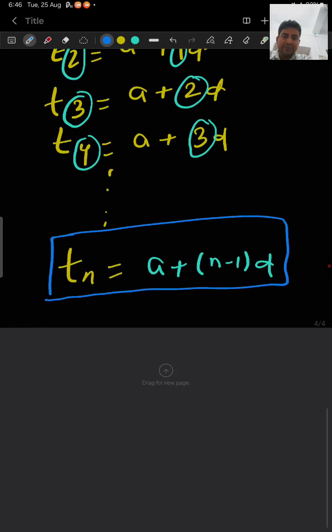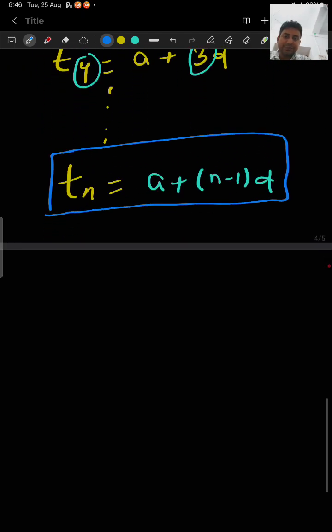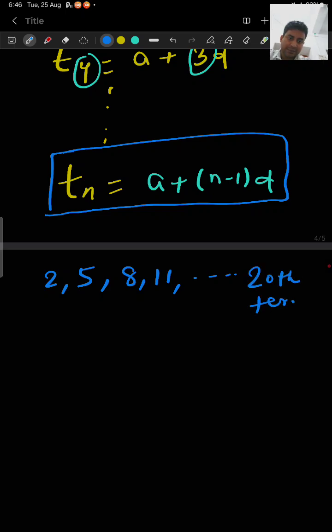Okay, where can it be used? It is used when it is given 2, 5, 8, 11. This is a very good AP. Now, here the common difference is plus 3. Okay, we have to find the 20th term. Okay, then what will our t20 be? This is our question.